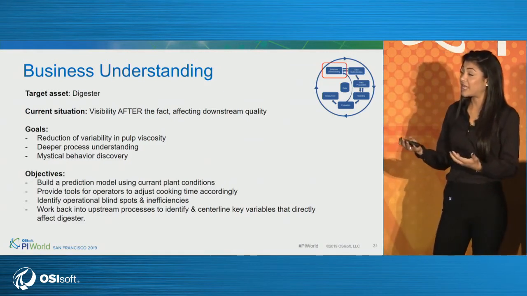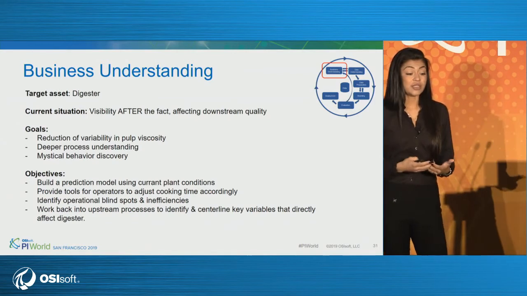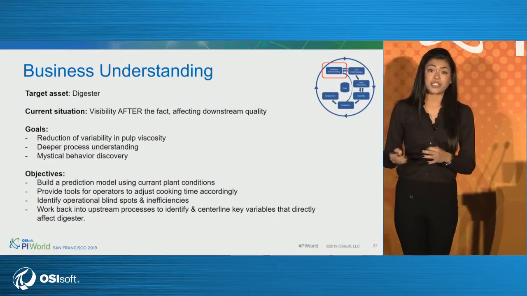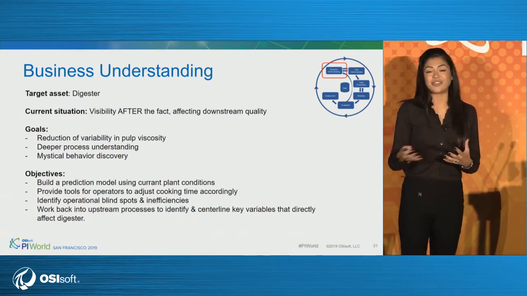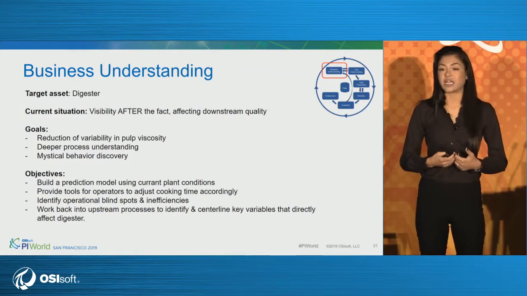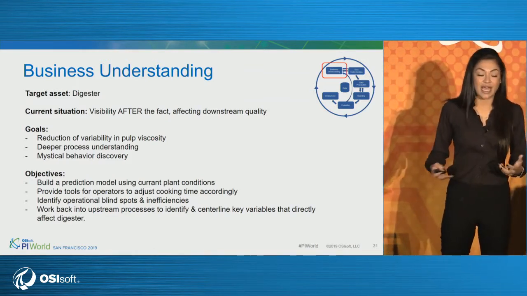So the first step is, once you have your use case, let's do the business understanding of it. In that case, the target asset was a digester. The current situation they were facing was just the visibility after the fact. So not enough insight within the digester itself, and it would affect quality downstream way later. So they couldn't really act on it.